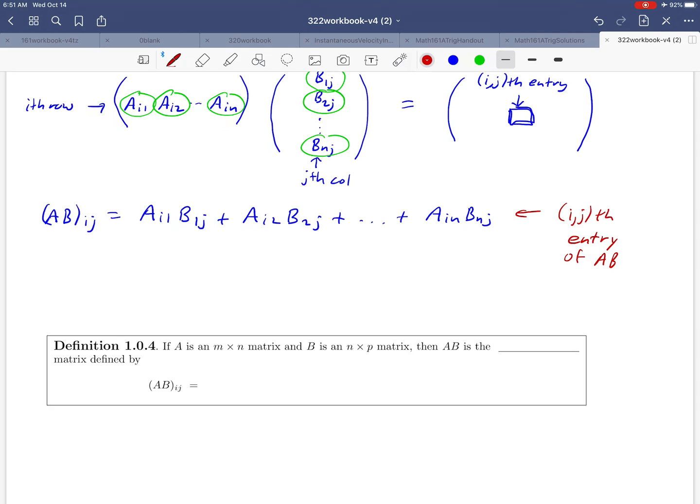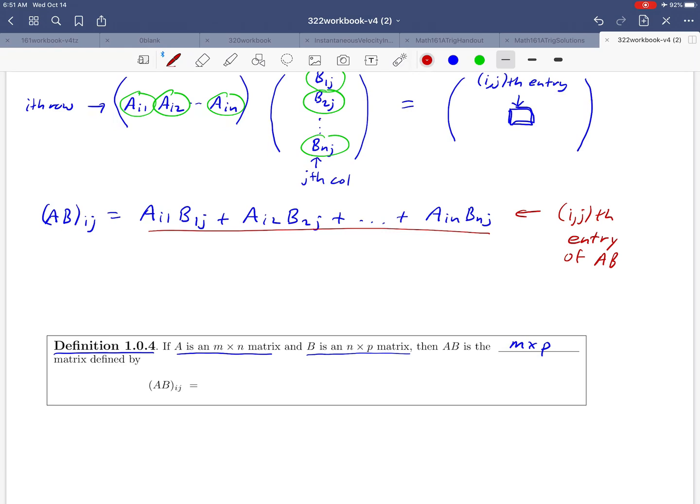Okay, so this leads us directly to Definition 1.0.4. This is going to be our formal definition of matrix multiplication. Let's read this together and fill in the details. So if we start with an m by n matrix A, and we want to multiply it by an n by p matrix B, then AB is the m by p matrix, we made that observation above, defined by, and then (AB)_ij is going to be this sum that we have here.